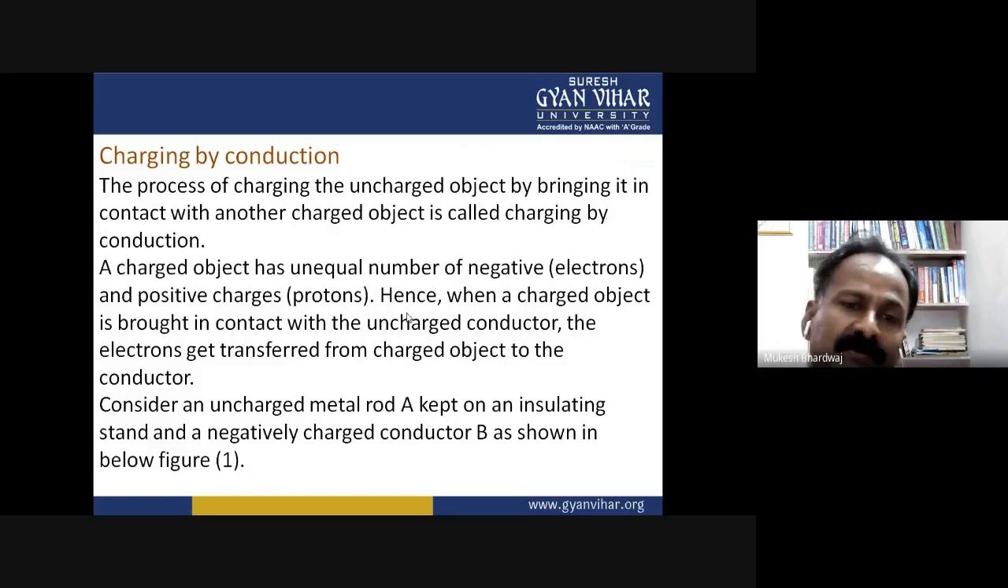A charged object has an unequal number of negative electrons and positive protons. Hence, when a charged object is brought in contact with an uncharged conductor, the electrons get transferred from the charged object to the conductor.